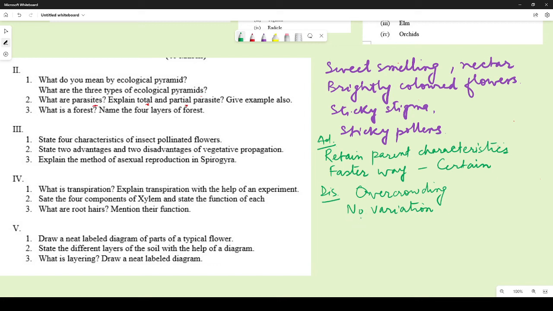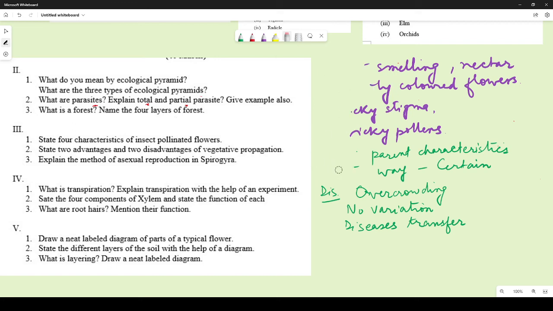Also, the disadvantage to that is that many diseases, some disease that might be there in the parent, that type of disease also gets transferred in the new plants. So that is a disadvantage as well.